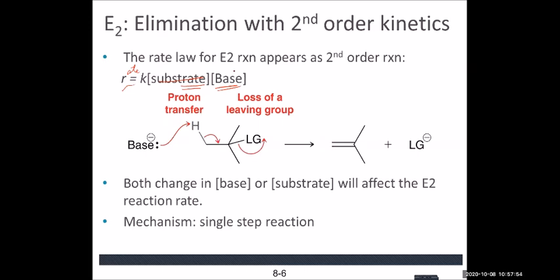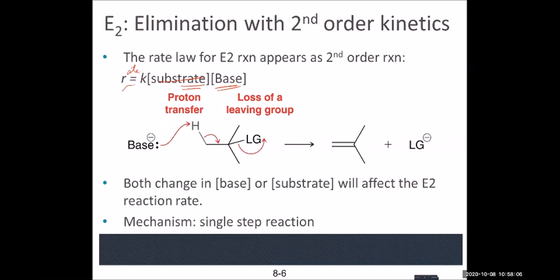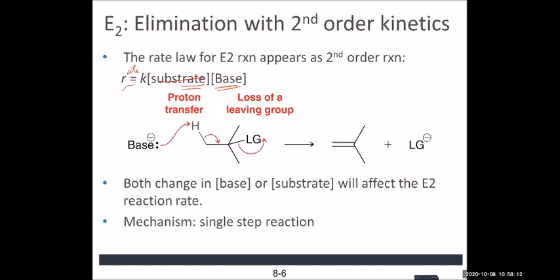So at this point, if you make a table and compare all these, you'll find something interesting. They have some similarities, but there are differences. When you memorize a huge volume of information, you should make a table. Here we'll make a table comparing the E1, E2, SN1, SN2 reactions.